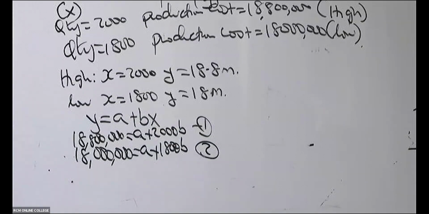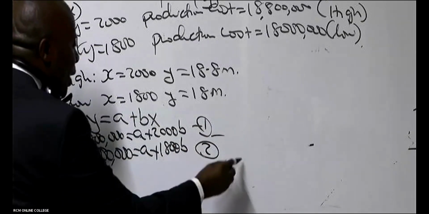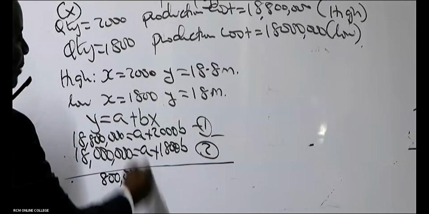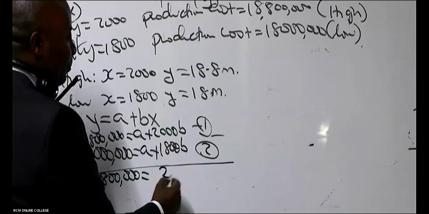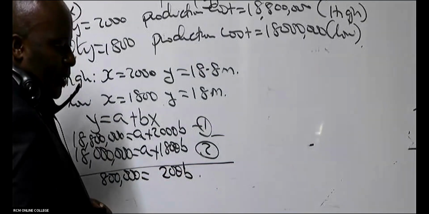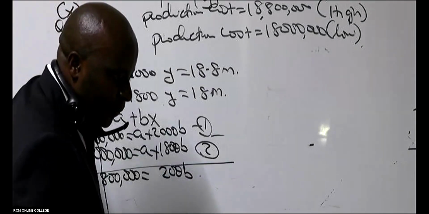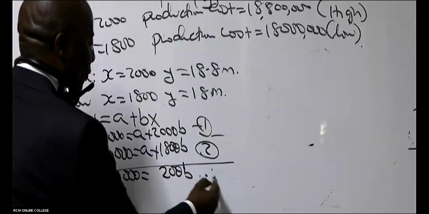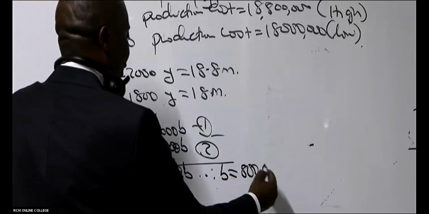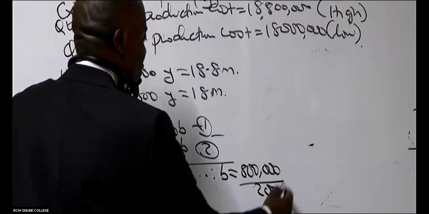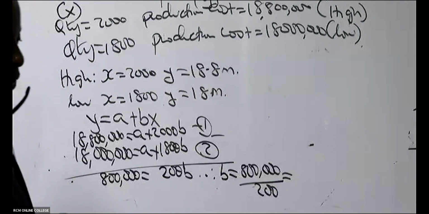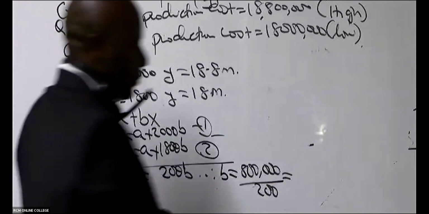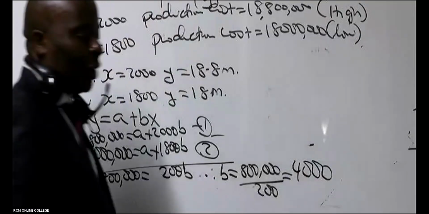So eliminate a. What do we have here? We are subtracting. So this gives us 800,000. This disappears. This gives us what here, somebody? 200b, isn't it? Therefore, B will be 800,000 divided by what here? 200. So 800,000 divided by 200 gives us how many? 4,000. The online ninjas, are they able to see that 4,000?